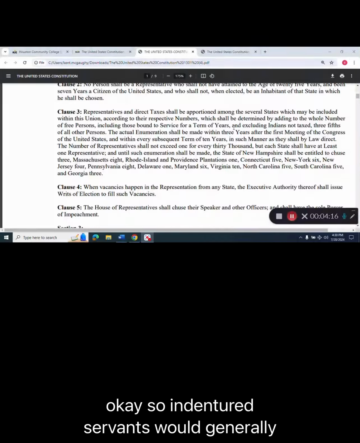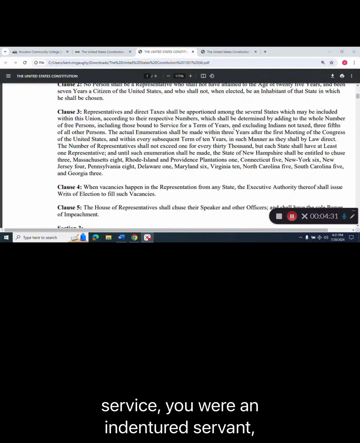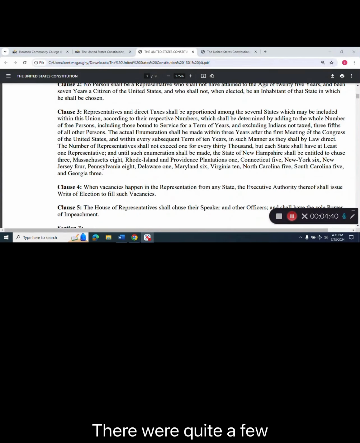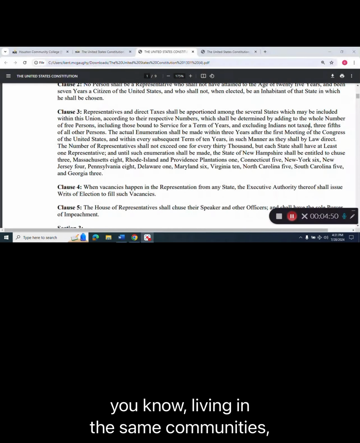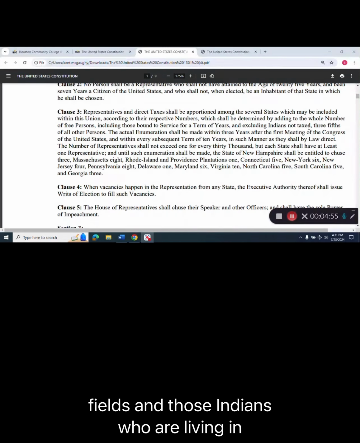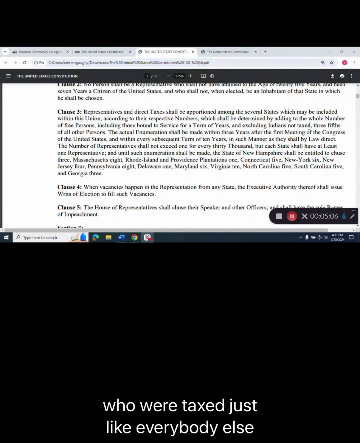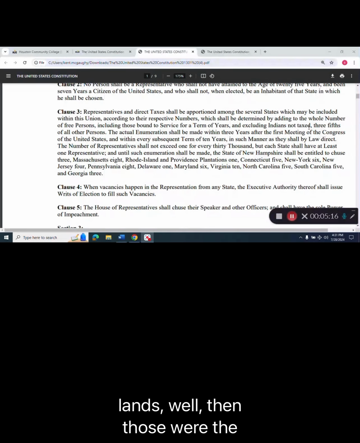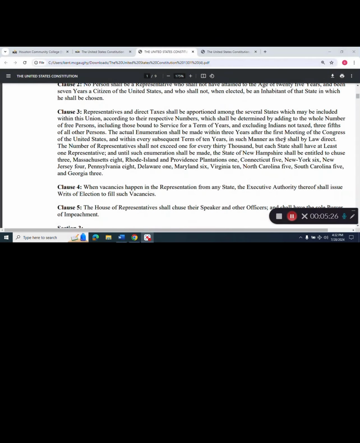Indentured servants would generally be bound to service, required to remain a servant for 4 years or 7 years. So if you were bound to service, you were an indentured servant, and it excludes Indians not taxed. There were quite a few Indians who were living alongside Anglo-American settlers, living in the same communities, going to the same churches, farming the same fields. Those Indians living in these Anglo-American communities were taxed, just like everybody else, and so they would be included as part of the population. For those Indians who remained living on their tribal lands, those were the Indians not taxed. So they were not included as part of the overall population. And then 3/5 of all other persons.